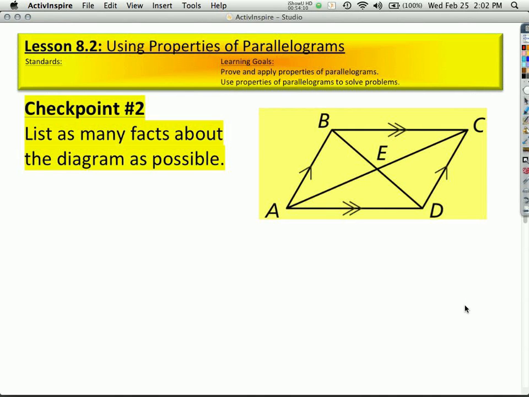Say it one more time, please. You're certain? Good. You should be. Davis. Angle BEA is congruent to angle CED. Sure? Good. You should be.